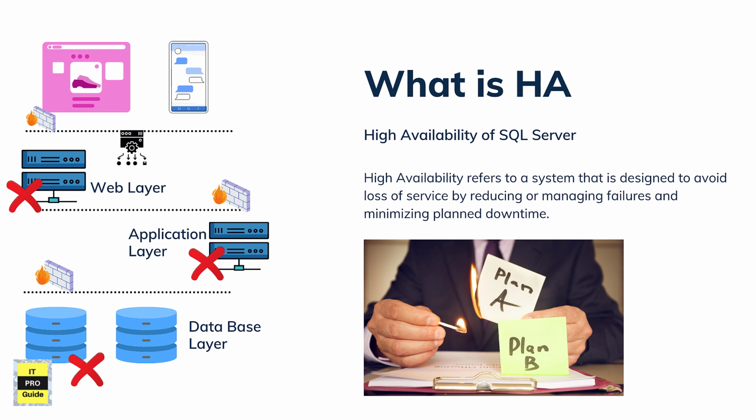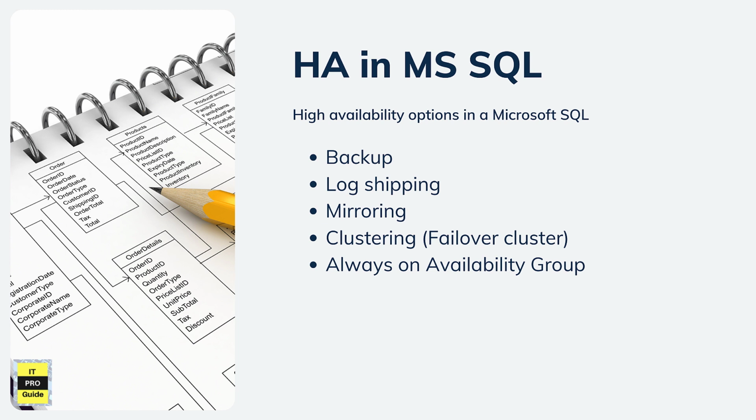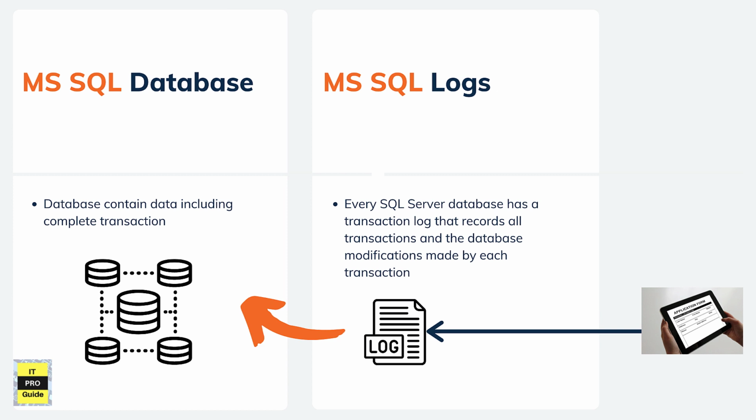In this video, our focus is only database. So let us see what are the options available for Microsoft SQL in order to use it for a critical application. Following are the high availability options in MS SQL. We can begin from backup, log shipping, mirroring, clustering failover, always on availability group. So these are the options that you can utilize and set up a Microsoft SQL high availability environment for your application or for your organization.